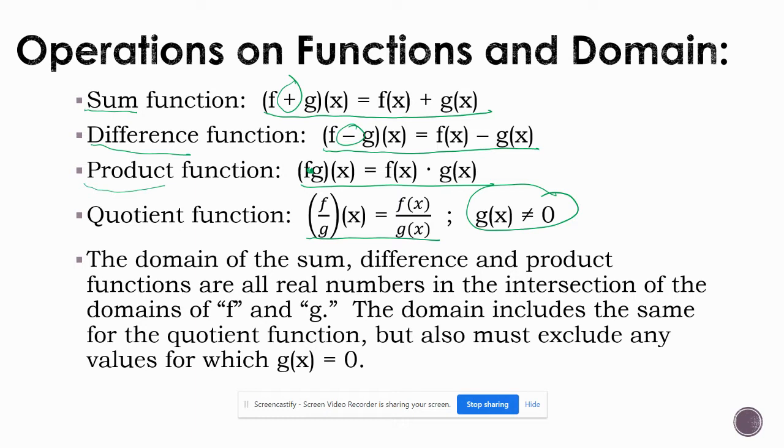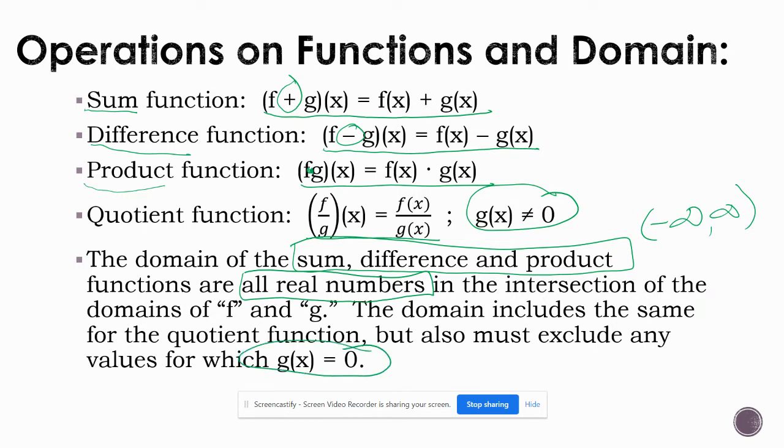The domain of the sum, difference, and product functions are all real numbers, or in interval notation, that would be negative infinity to infinity. The domain is the same for the quotient function, but has to exclude any values in which the denominator is equal to 0, which are those restrictions that we talked about back when we first started these domains and ranges.